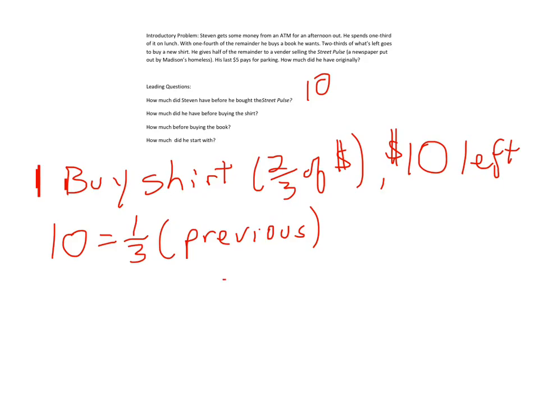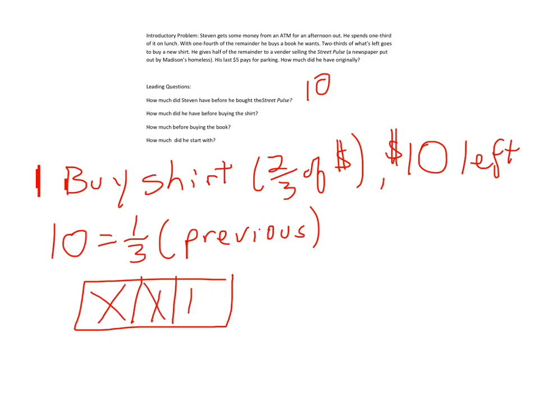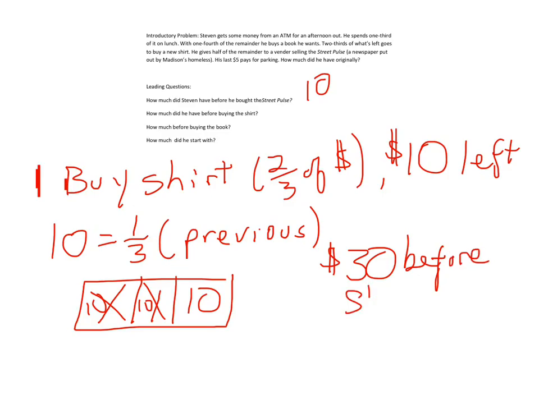Take the amount of money I had before buying the shirt, divide it up into 3 equal sections. I spent 2 of them on the shirt, and what was left was $10. So each of these other sections must have been $10 also. 10 here, 10 here, and I had $30 before the shirt. Okay, so before the shirt I had 30.